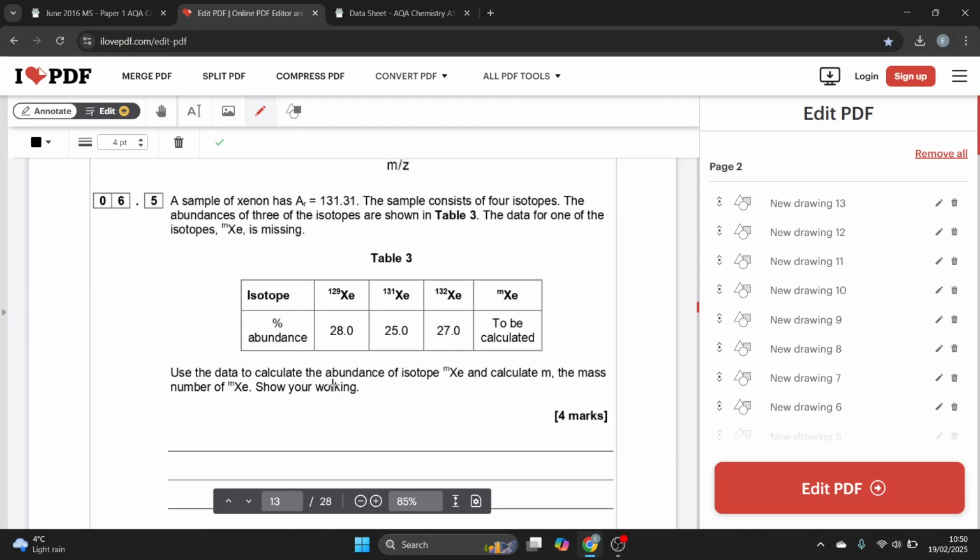A sample of xenon consists of 4 isotopes. Abundance of 3 of the isotopes is shown. Data is missing. Use the data to calculate the abundance of isotope MXe. Calculate the abundance. It's going to be 100 minus 28 plus 25 plus 27, which is 20. So that's the percentage abundance of MXe.